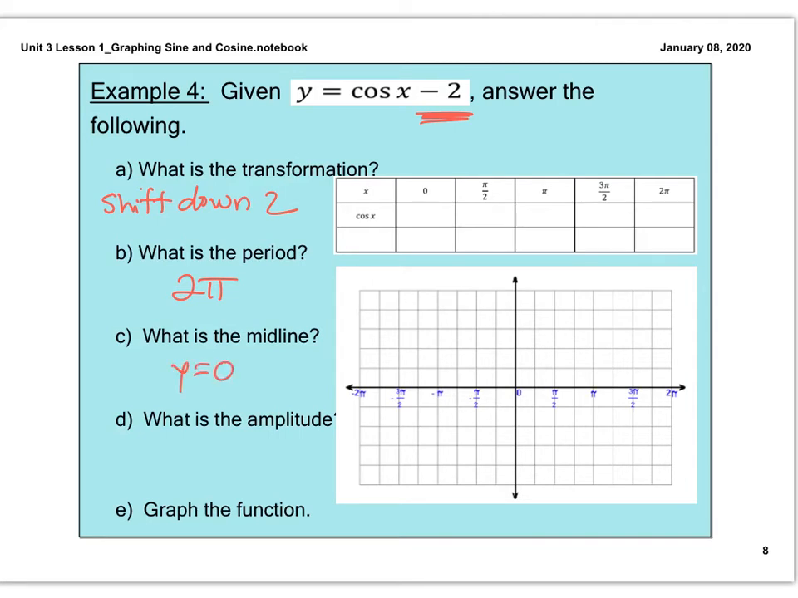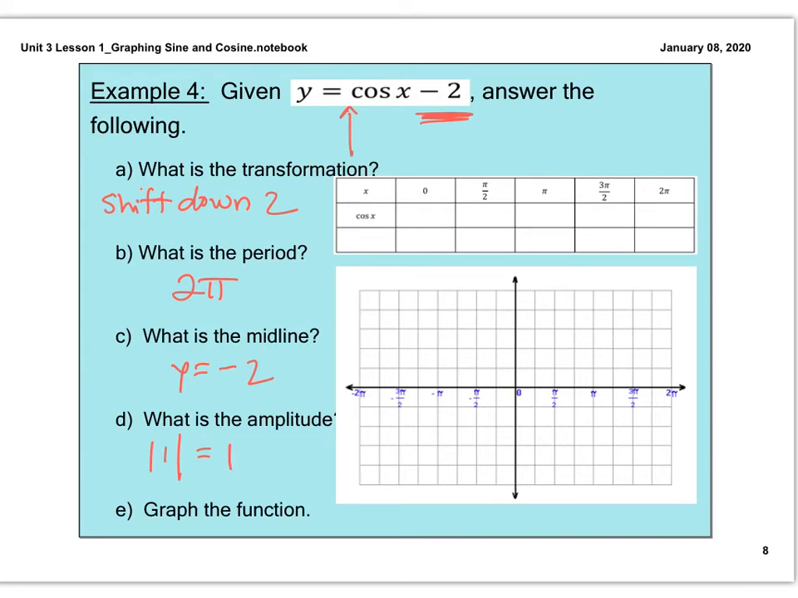And then the midline is still going to be at y equals 0? Oh, excuse me. No, it is not. The midline, we just said, is going to shift down 2. So our new midline is going to be at y equals -2. The amplitude, there's no number here in front of cosine. And so the amplitude is like the absolute value of 1. If nothing's there, it's like a 1 there. So that's still going to be 1.